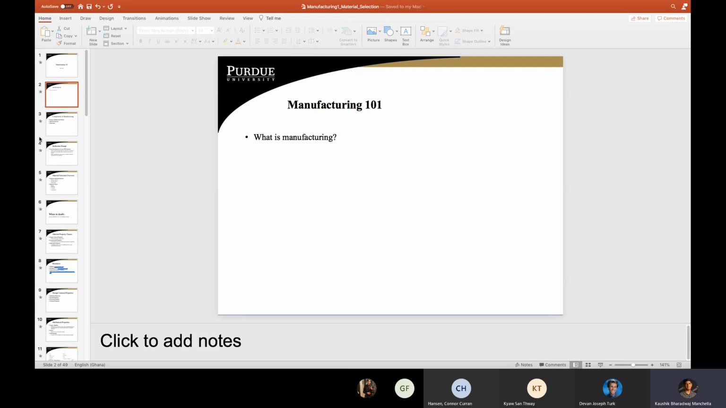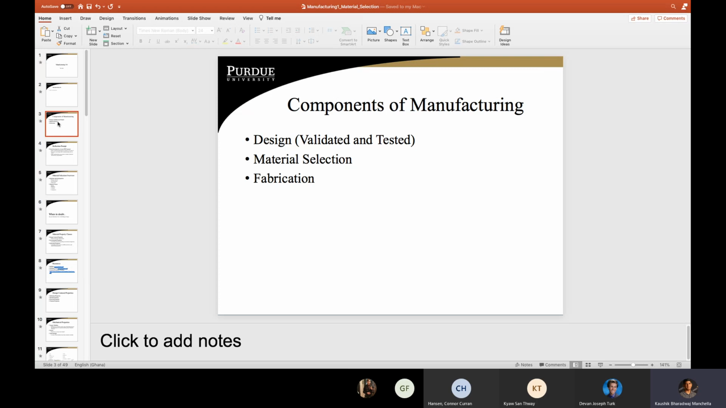All right, so I will start from the basics. What is manufacturing? This may sound very obvious, but generally, manufacturing is when you're translating a design you have into something physical. But that is not always a straightforward scenario. You have many components that are interrelated.